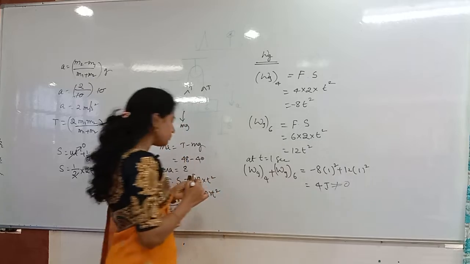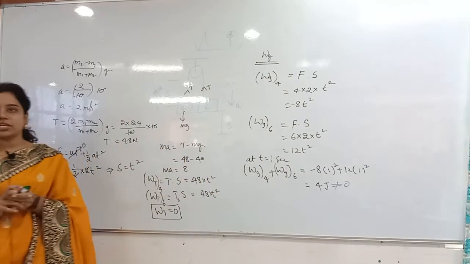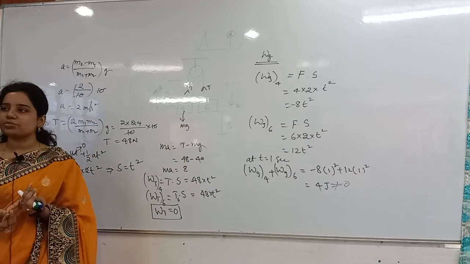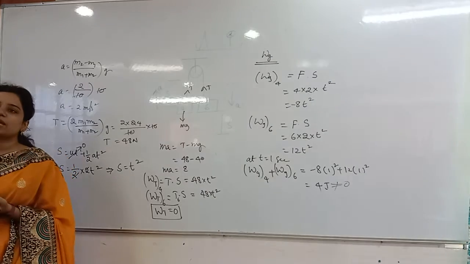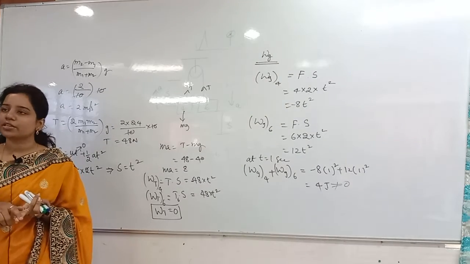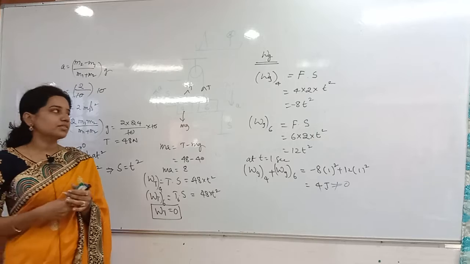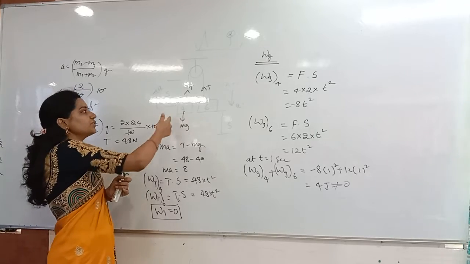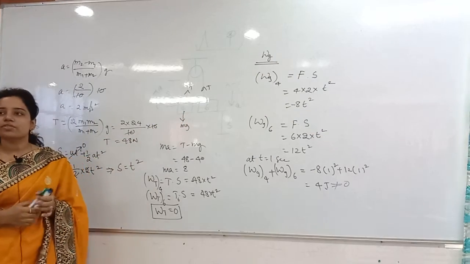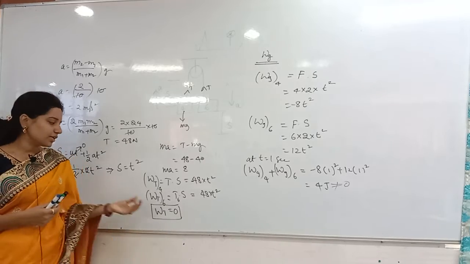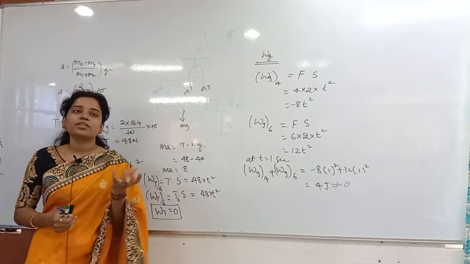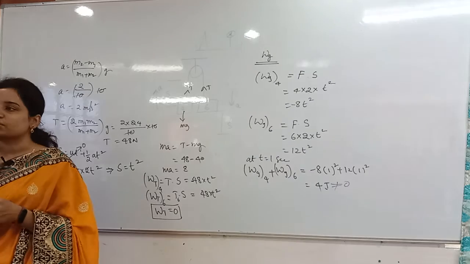And work done by the tension. Both will have the same tension, because it is the same string. Both will have the same displacement, because they are moving under gravity only. So the work done by the tension is Ts and then Ts only, everything is equal and opposite. So work done by the tension is 0. Work done by the intermolecular forces will be 0 only.